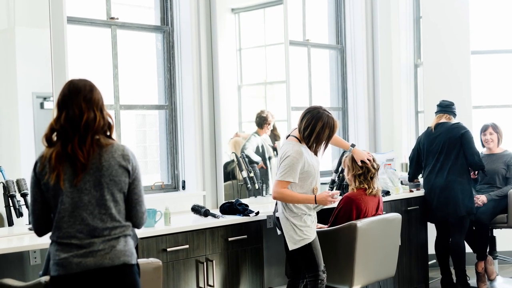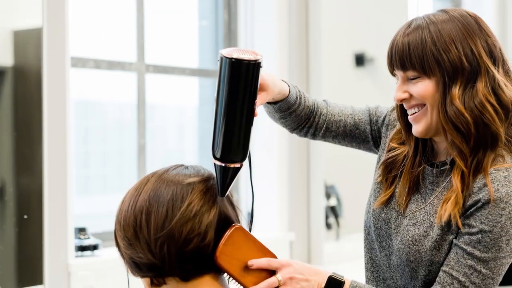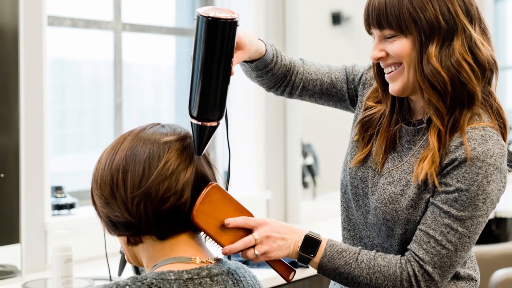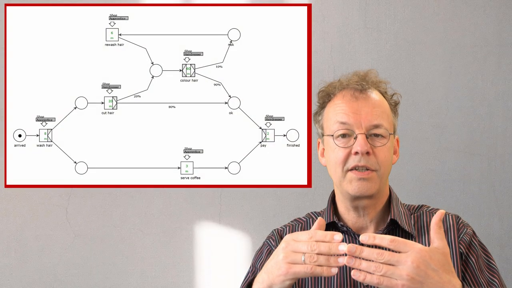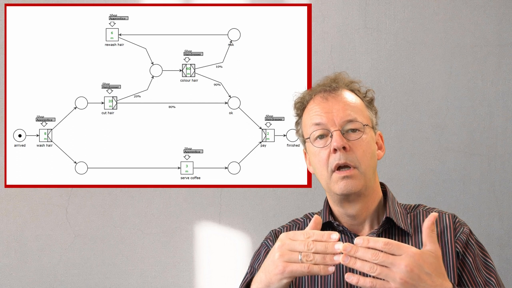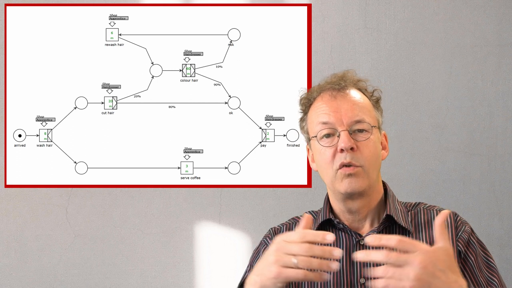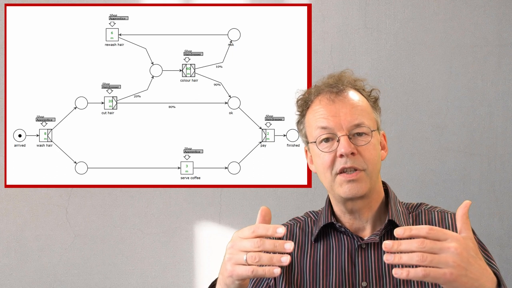In our last video, we found out using WoPeD's capacity planning that our hairdressing salon needed 6.5 hairdressers and 2 apprentices to serve 100 customers in 10 hours. While 2 apprentices was not a problem, we had to limit the number of hairdressers to 5.